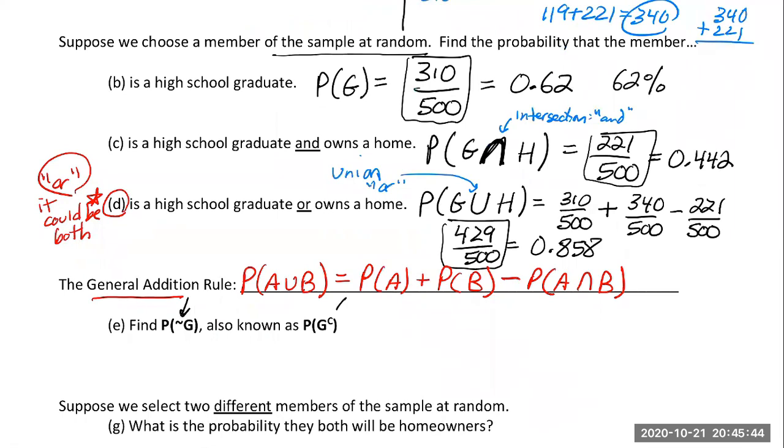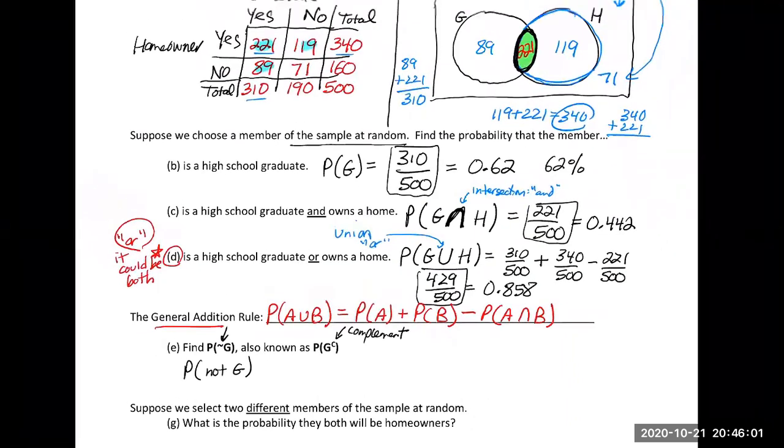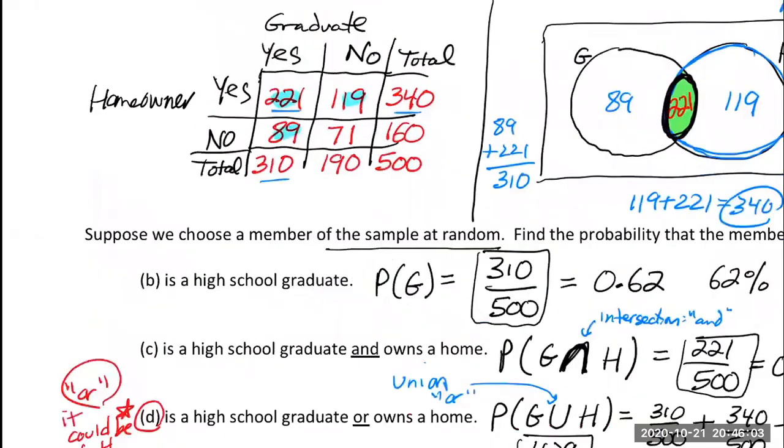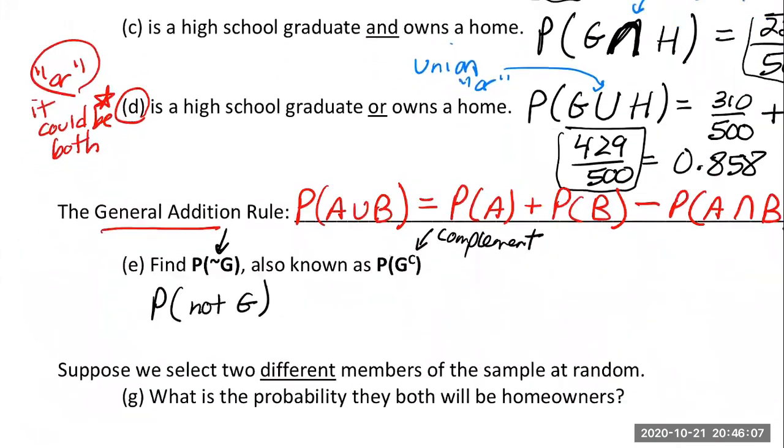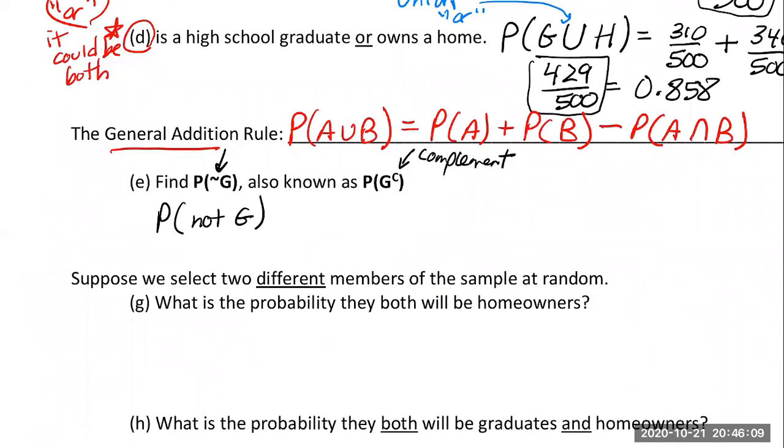So that little C is the complement. The complement's kind of like the opposite. It's like just not that. So basically we're finding the probability of not G, which is not a graduate. So the probability someone is not a graduate is just the no column. So in this table, the probability of not a graduate is 190 out of 500. 190 out of 500, and that would be 0.38.